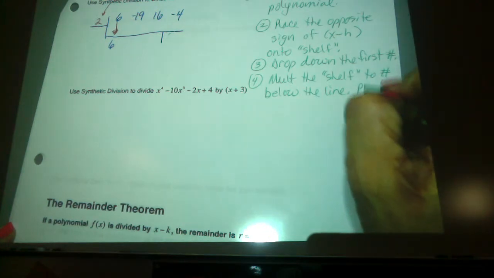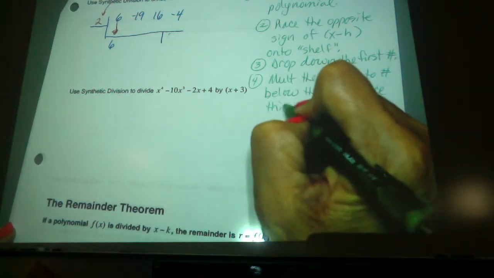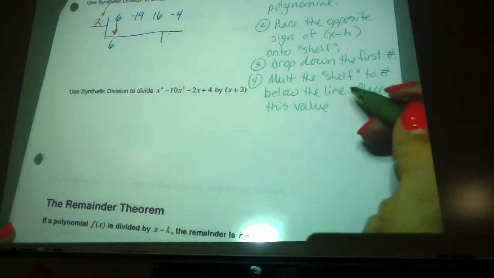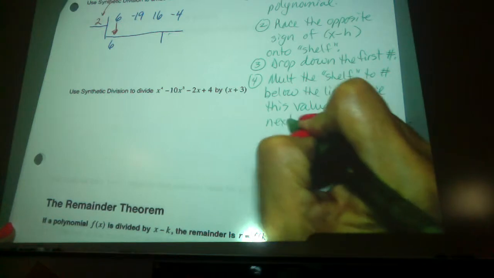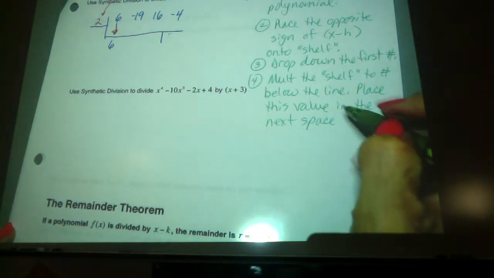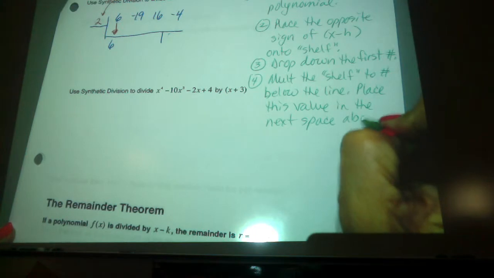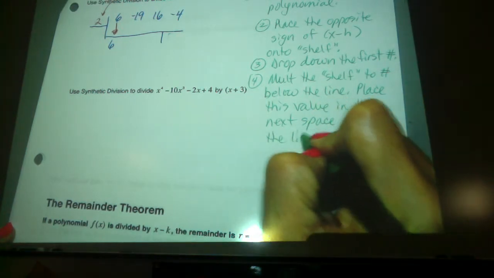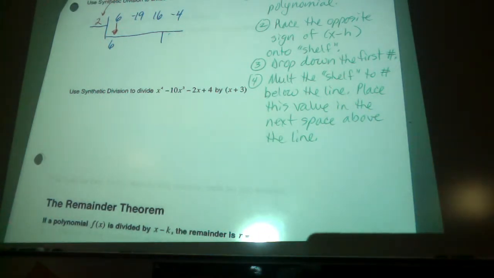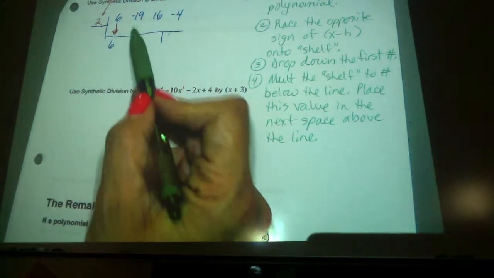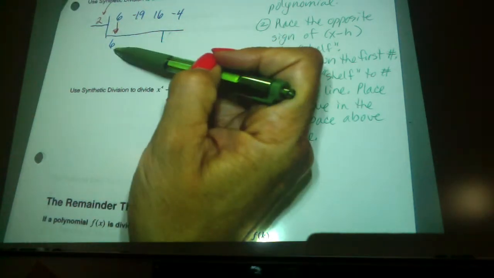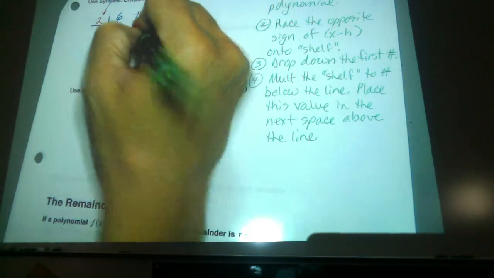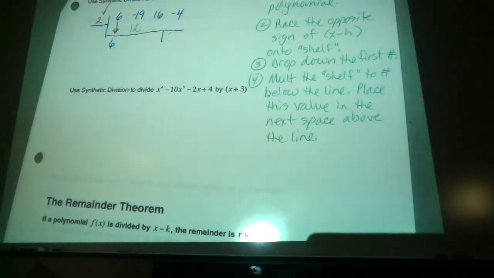Place this value in the next space above the line. I'm trying to be as detailed as possible so that when you go home and you get confused, you go, oh, okay, that's right. This is the next space above the line. So we're going to multiply 2 times 6 is 12. That 12 goes in that space that's available above the line.